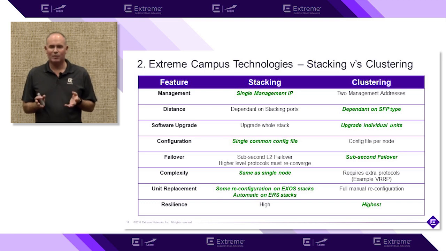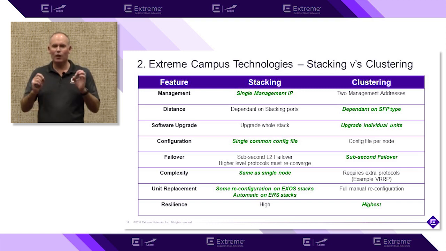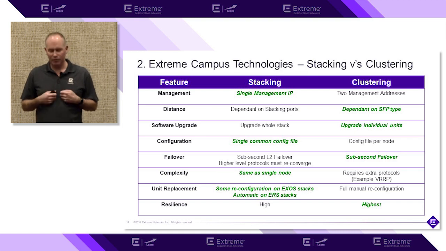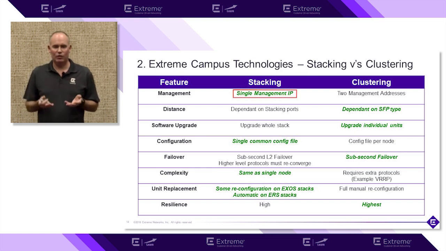The first is management. From a management perspective, a stack wins out. It has a single IP address to manage it from, a single CLI or a single GUI interface. We don't have to manage two nodes. So from a customer perspective, it's easier to manage. It's a single node, even though it has resilience.